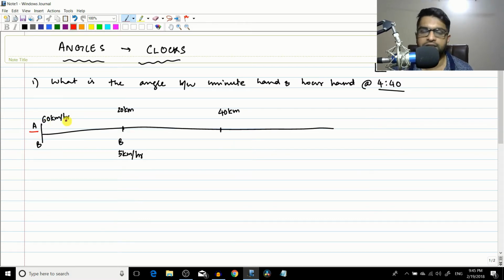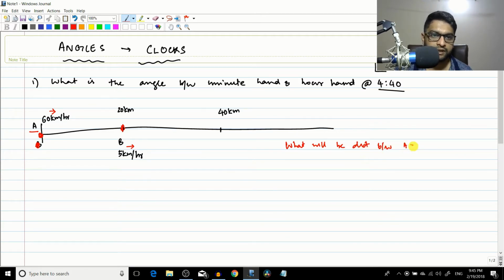A is at 60 km per hour, starting at this particular position, and B has a little bit of advantage. B is starting at 20 km, having a lead of 20 km from A, and B is traveling at 5 km per hour, and A is traveling at 60 km per hour. So the distance between A and B at the initial point is 20 kilometers. The question is, what will be the distance between A and B if A travels 40 kilometers?